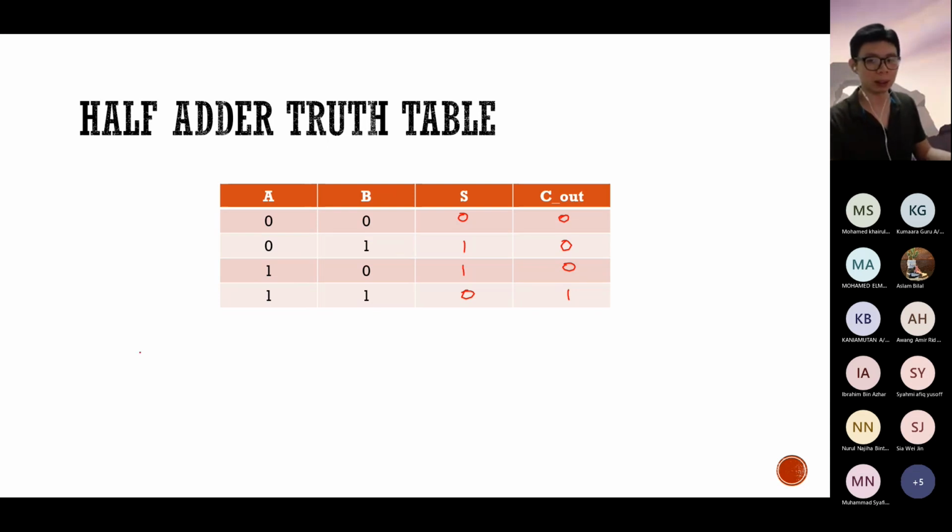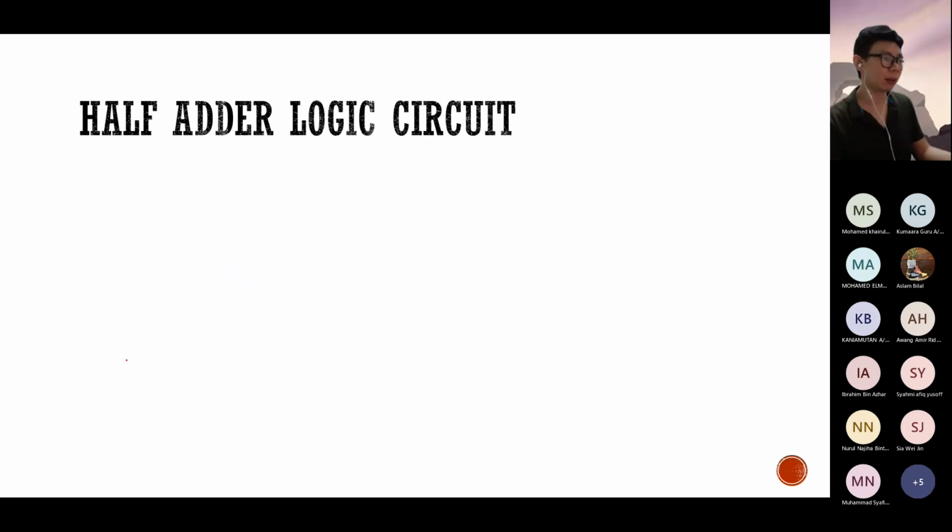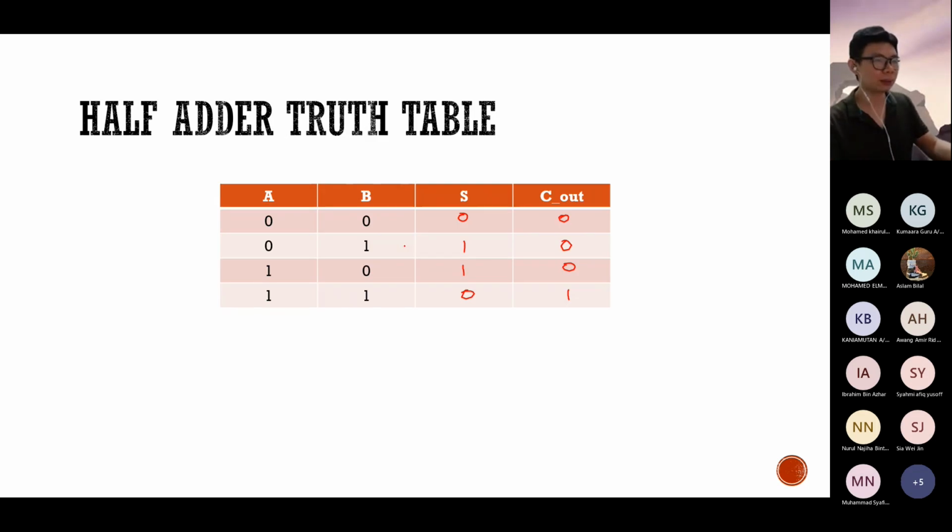Right, let's take a look at the logic circuit. So now you have a truth table like this. Can you come up with a logic circuit from a truth table? Does it sound very familiar? Like in all of our assignments, you were given a truth table, and then you were told, okay, now give me the logic circuit from the truth table. So can we do the same for this? Yes, we can.